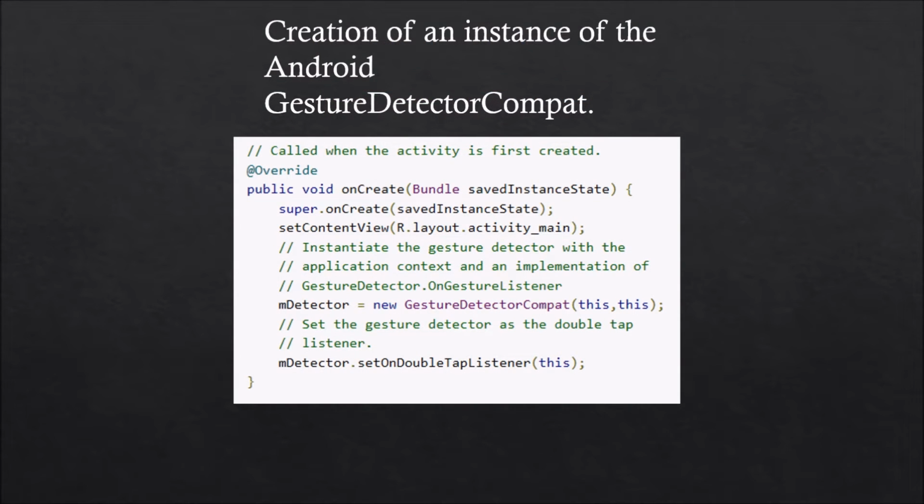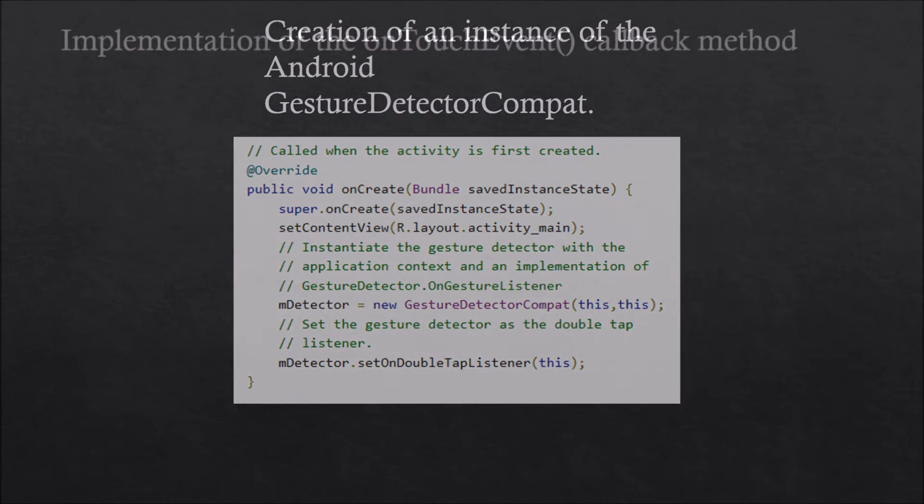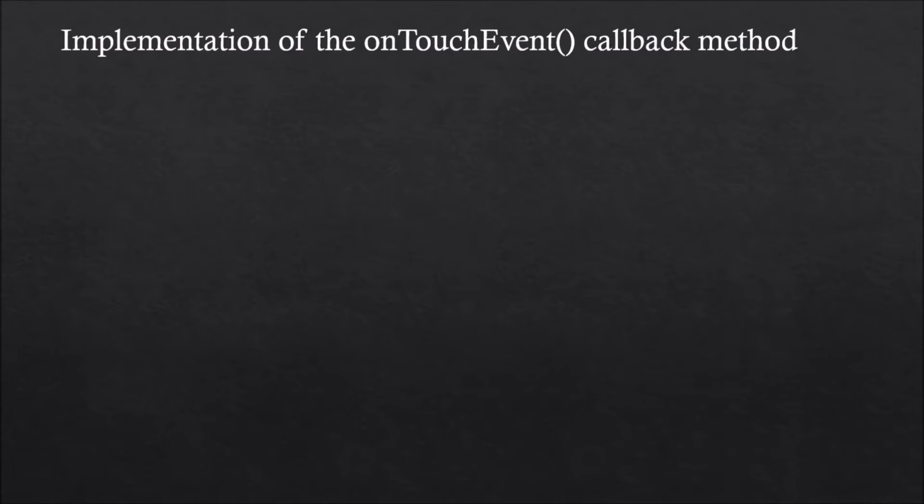Creation of an instance of the Android GestureDetectorCompat. This is called when the activity is first created. And it's just simple, you'll see this in the code. And I've got the code on my website so you can get a copy of it there, or you can get a copy of it in several other places similar. The one that I'm using here is almost directly out of Android. mDetector equals new GestureDetectorCompat, this. And mDetector.setOnDoubleTapListener, this.